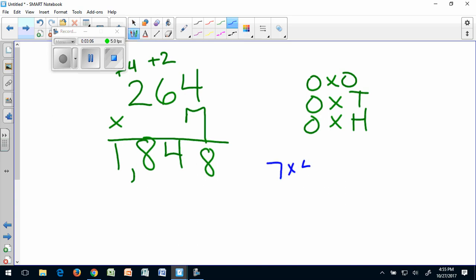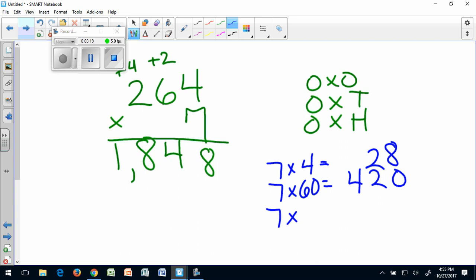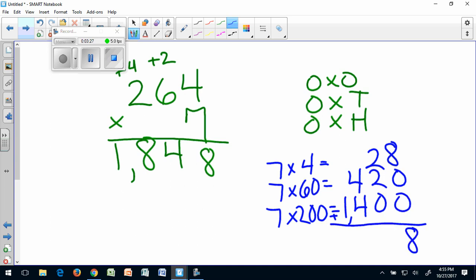And I will quickly check with partial products. 7 times 4 equals 28. 7 times 60 equals 420. And 7 times 200 equals 1,400. I add up those numbers. I get 1,848, just like my algorithm.